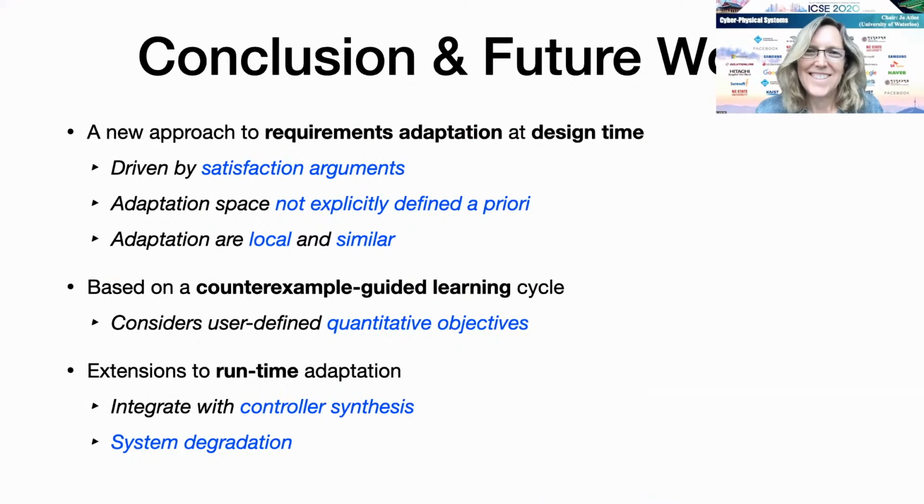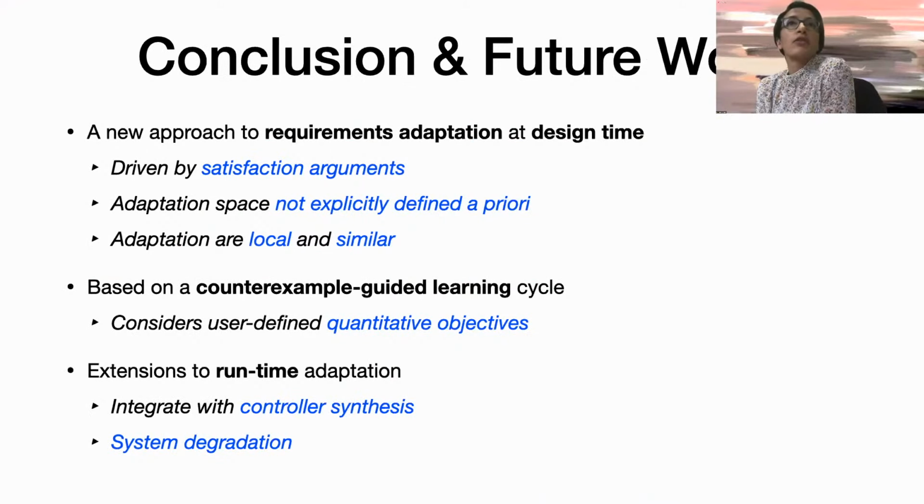Oh, yeah, okay. So just to conclude, the RESPIRE adaptation approach that we provide is driven by satisfaction arguments, where the adaptation space is not explicitly defined, and the adaptations are local and similar. We've built it using a counterexample guided learning approach, which considers quantitative objectives, and our extensions are looking at runtime, which integrate controller synthesis and allow systems to degrade when adaptations are not found. And thank you very much.